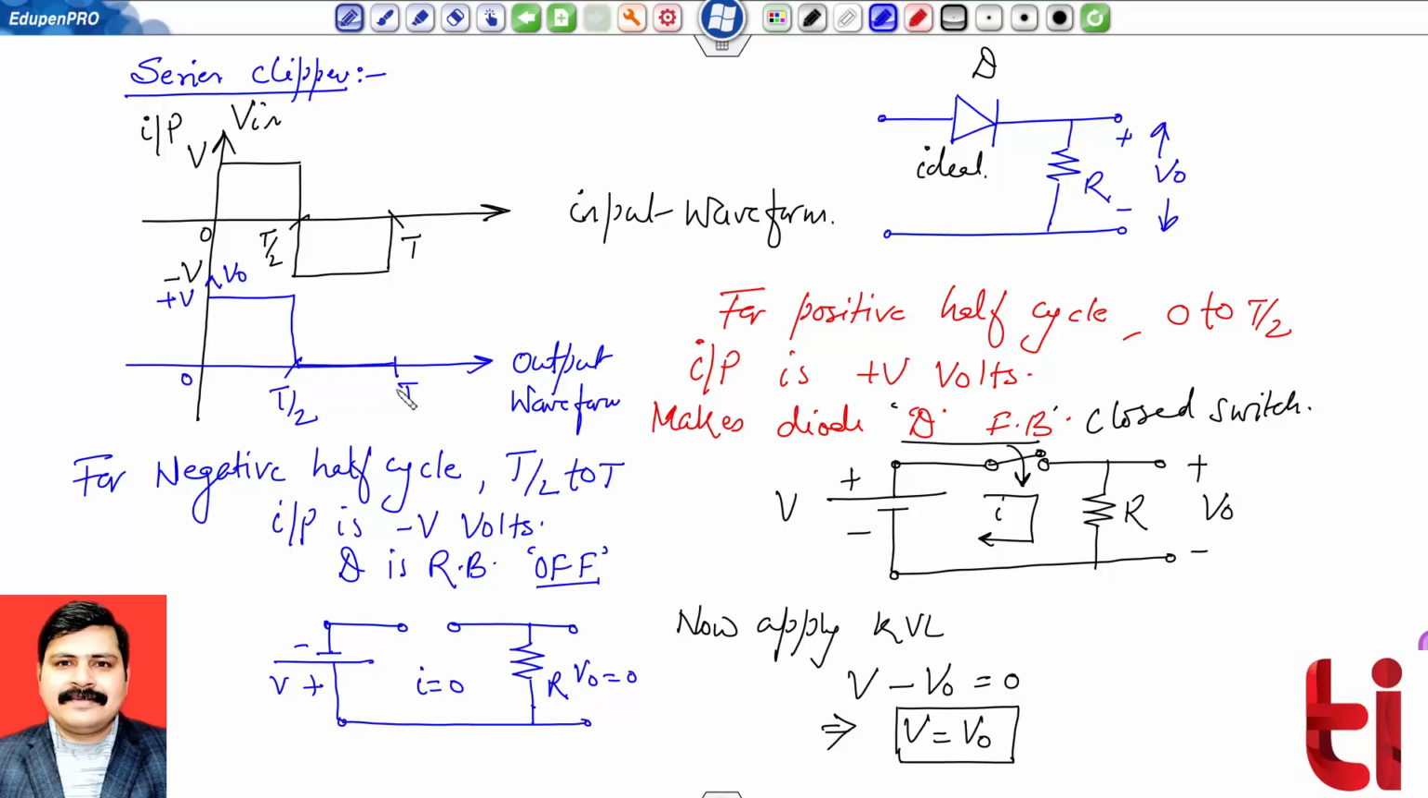So from T by 2 to 0. Okay, so which type of clipper is this? We have to write the diode is connected in the series arm. So this is the part of series. No DC battery is there, unbiased. Which segment is clipped out? Negative half cycle. So this is my series unbiased negative clipper.